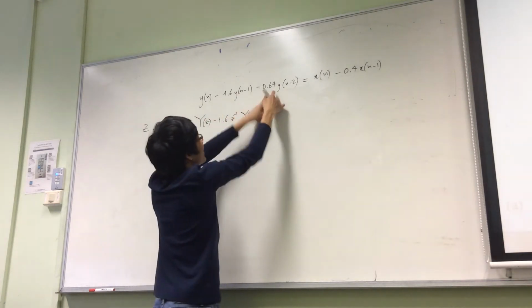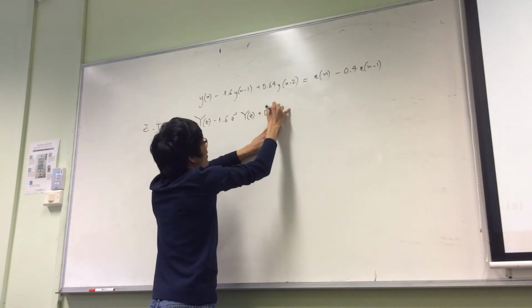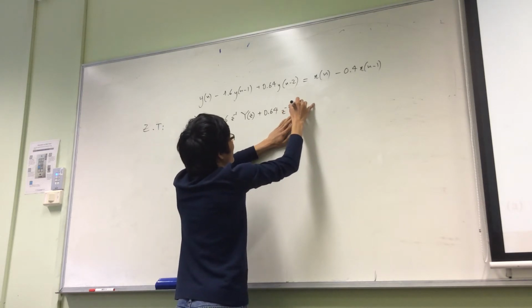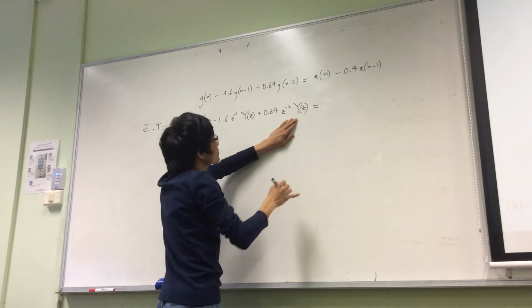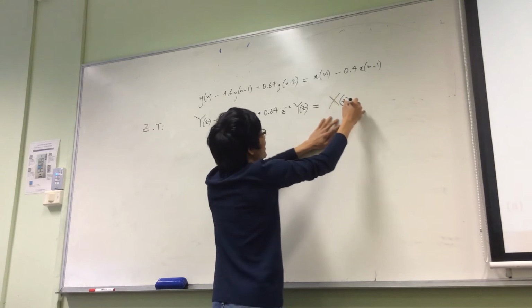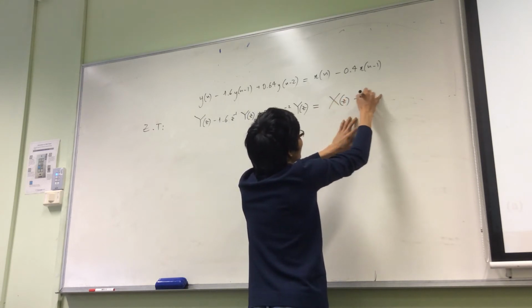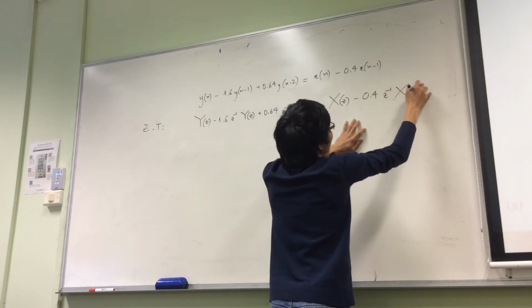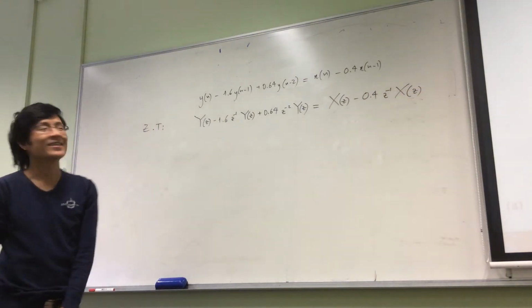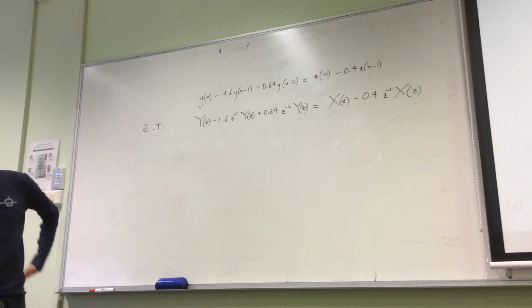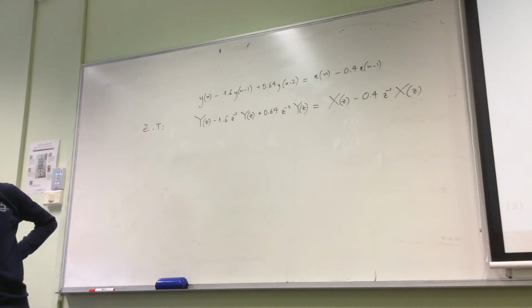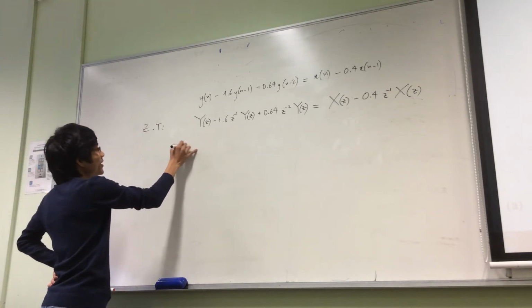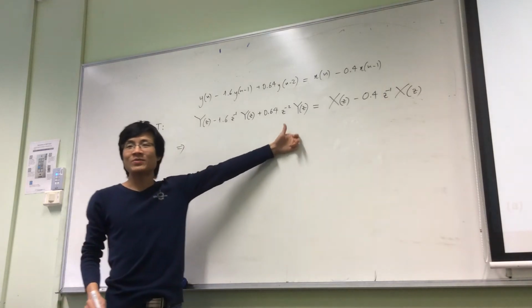equal to X(z) minus 0.4 z to the power of minus 1 times X(z). Don't shorten it, you must write z to the minus 1 with the power. So far so good. Then we group the common factor of X and Y.